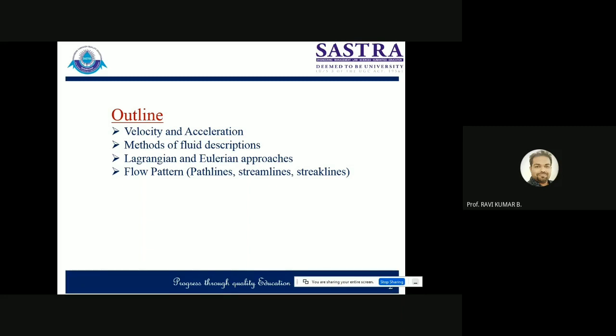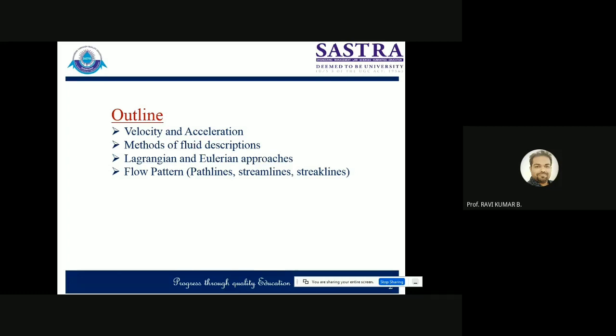Then we'll go for the methods of fluid description. Already you may have some idea about it. Briefly, I will give you an idea of how we can model any kind of problem, when we are going to simulate, in what way we can take those. So there are two methods, which will be discussed here: the Lagrangian and Eulerian approach.